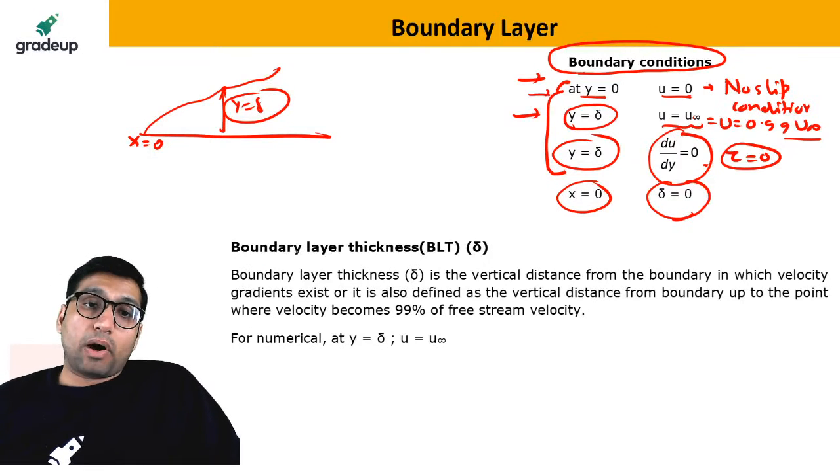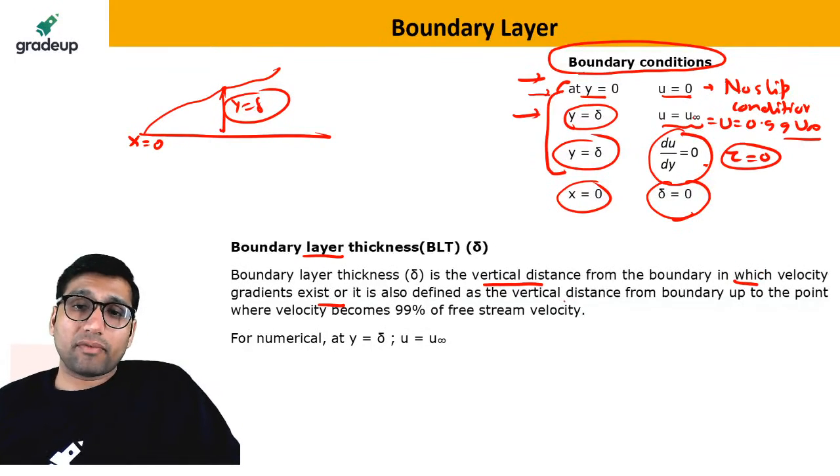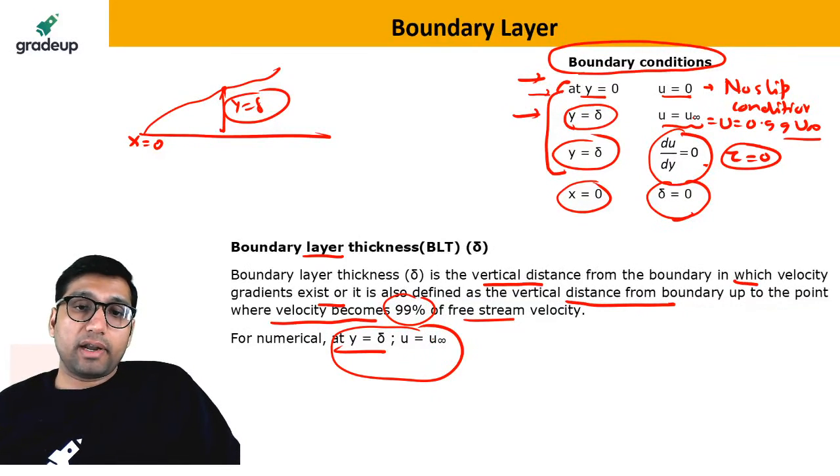Boundary layer thickness is defined as the vertical distance from the boundary in which the velocity gradient exists, or it is also defined as the vertical distance from the boundary up to the point where velocity becomes 99% of the free stream velocity. That is called boundary layer thickness. At y equal to delta, u will become 0.99 times the free stream velocity.